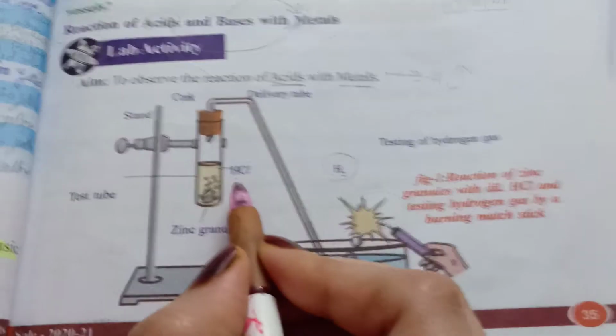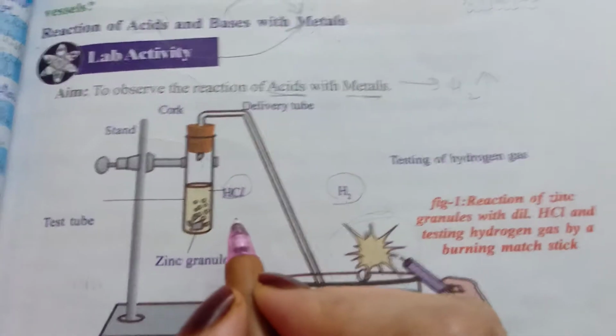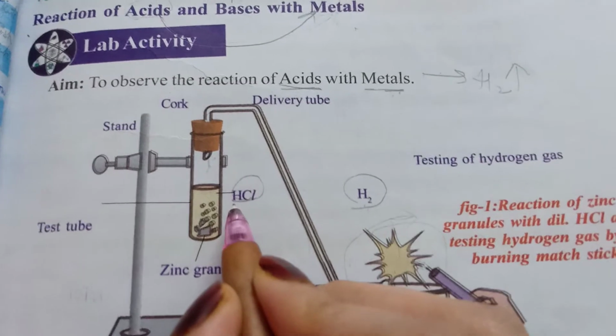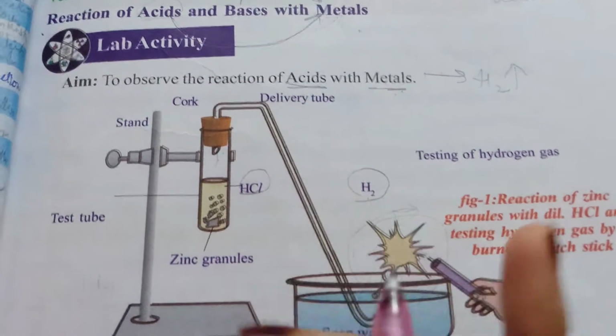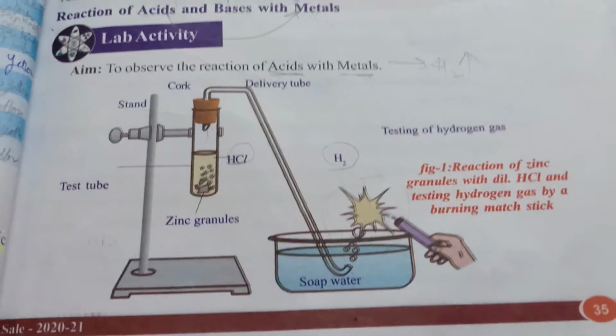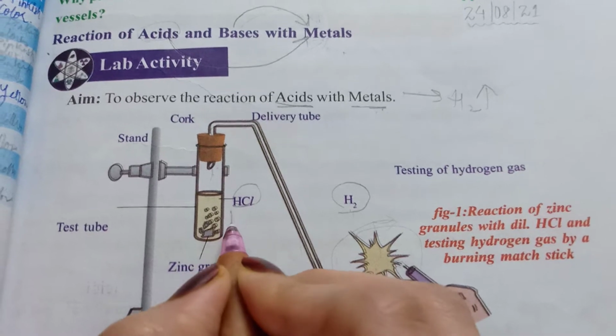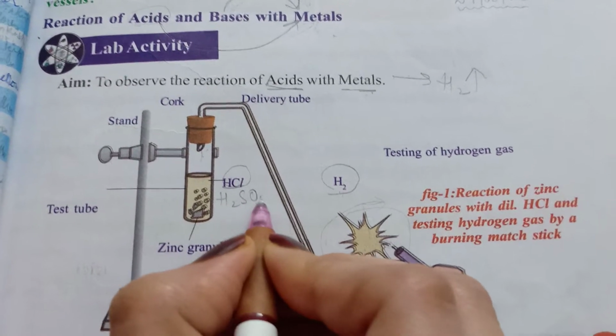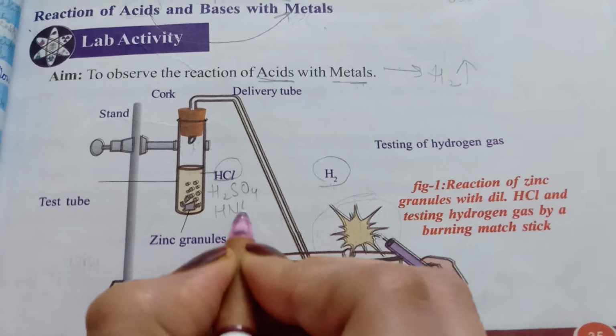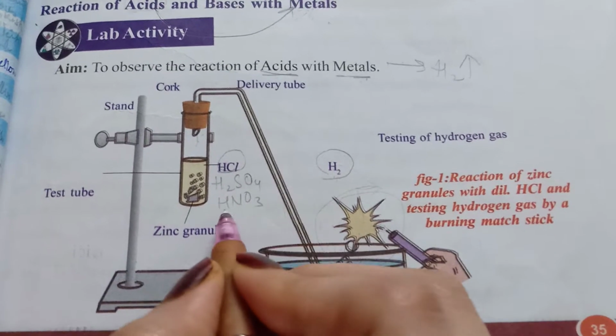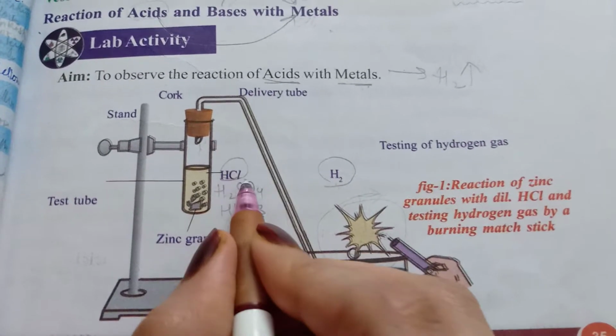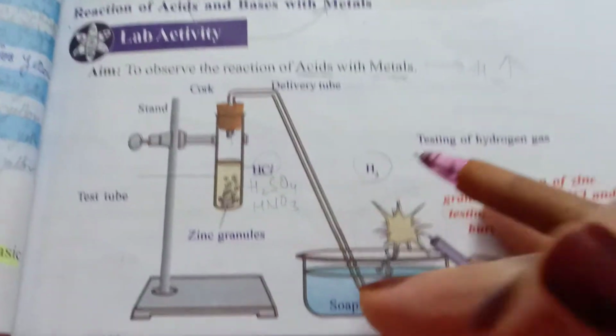Now, as we all know, HCl is an acid. We also have to repeat this reaction with other acids, following the same procedure and the same steps. These similar steps should be followed with H2SO4 and HNO3, which are also acids, sulfuric acid and nitric acid. Instead of HCl, put these two solutions one by one and follow the same procedure.